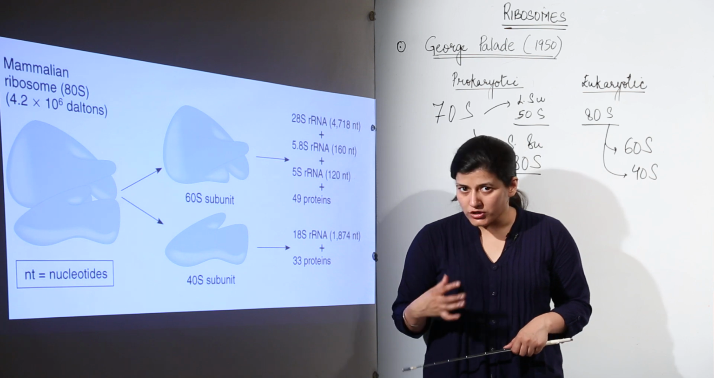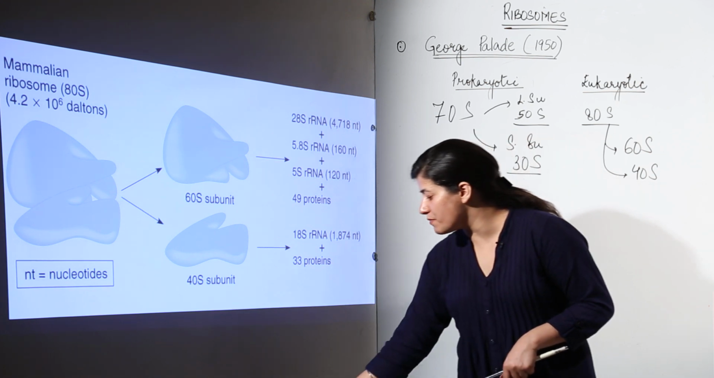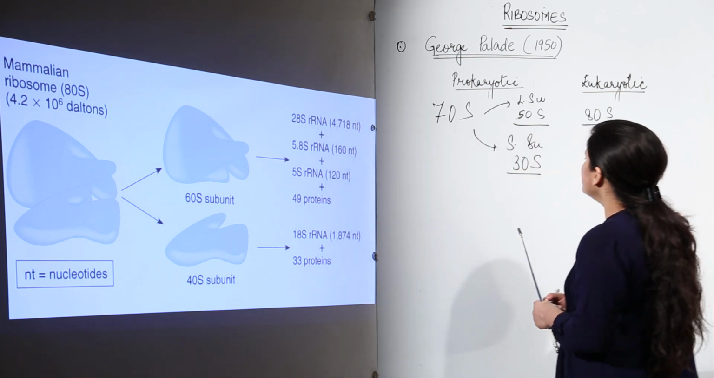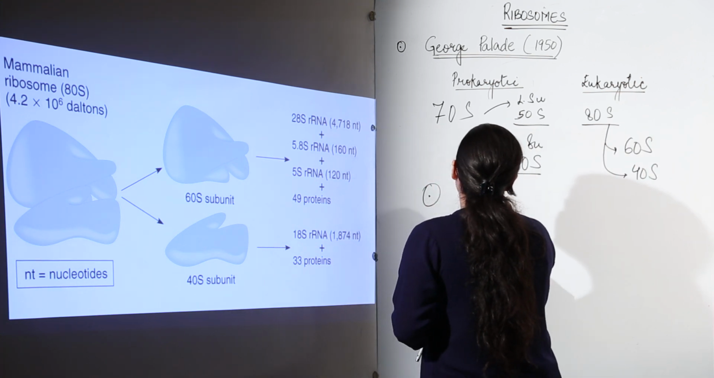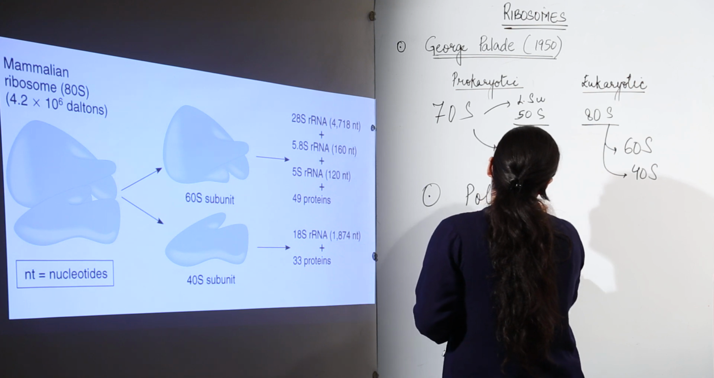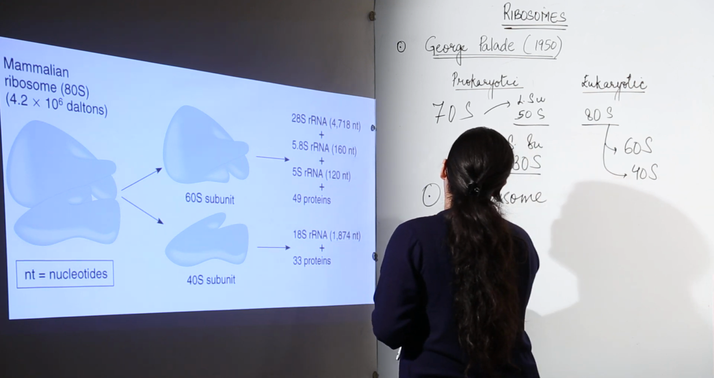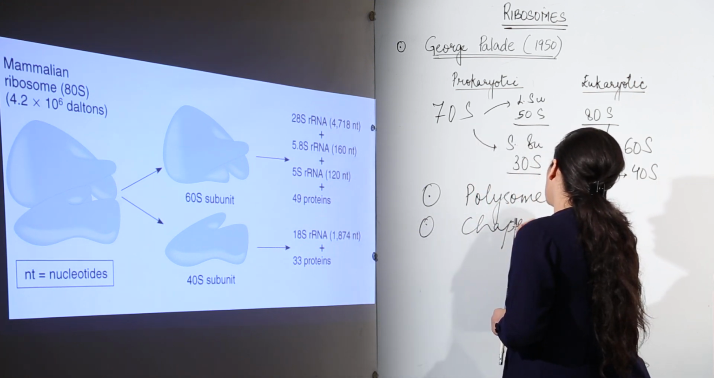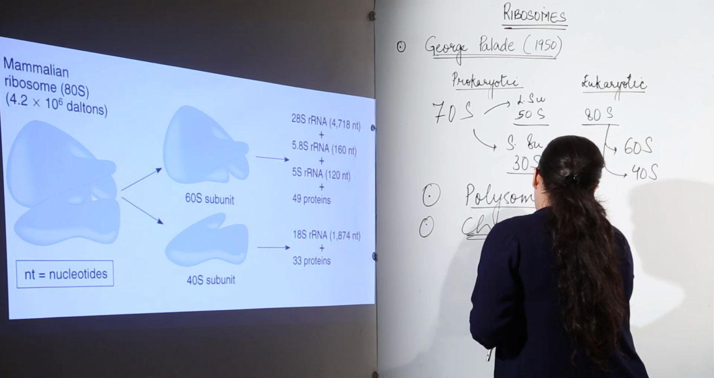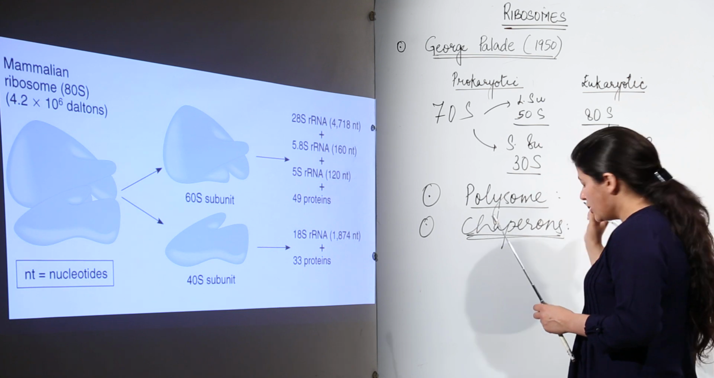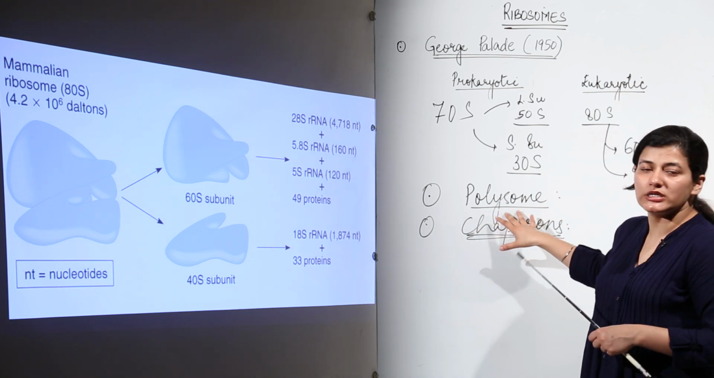Ribosome is a very important organelle, and one thing you have to remember while studying it is that there are two terms to be remembered. One is polysome and the second one is chaperones. With an understanding of these two terms, our understanding of the ribosome would be complete. First of all, what is a polysome?